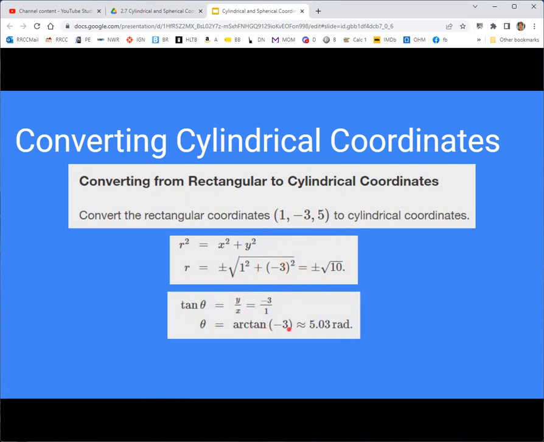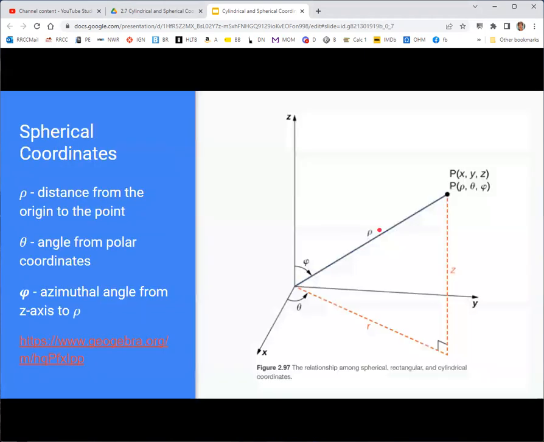And then the inverse tangent, and you want theta restricted to 0 to 2 pi. Again, with the calculator, sometimes the inverse tangent will give you a negative angle. You want to convert that to the equivalent coterminal positive angle. Again, z should be the same. There's an example converting rectangular to cylindrical.